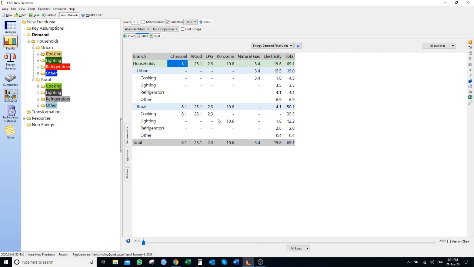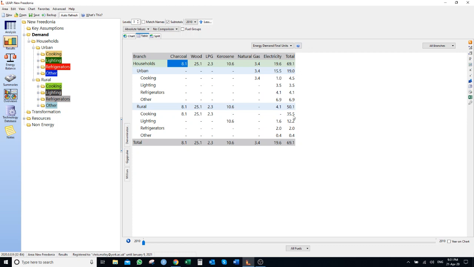And what I can see is that I've made a mistake. The number here, 69.1, the total energy consumption, doesn't match. And I can look and see why it is different from page 15. I can see that in urban areas, the total energy consumption of 19 is the same as in the table. But in rural areas, the 50.1 is different. So let's look at why that is.